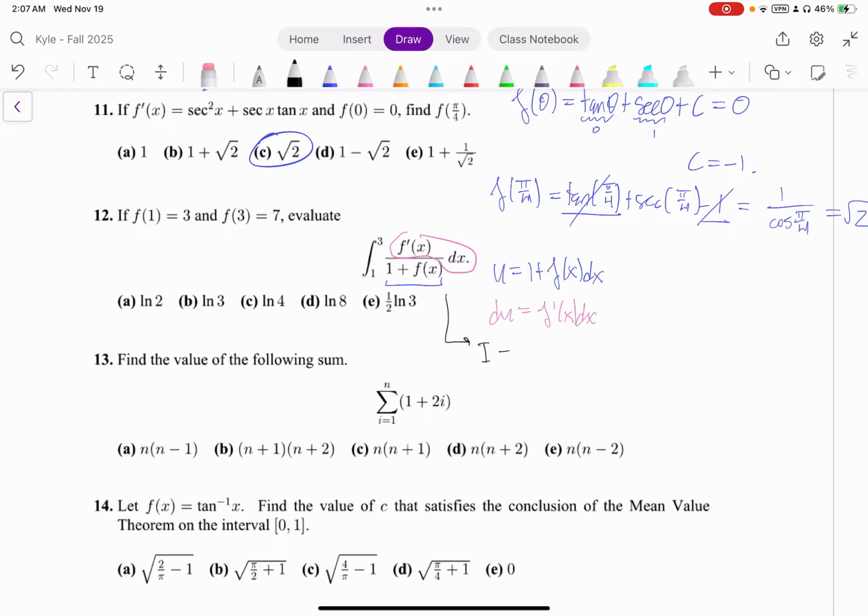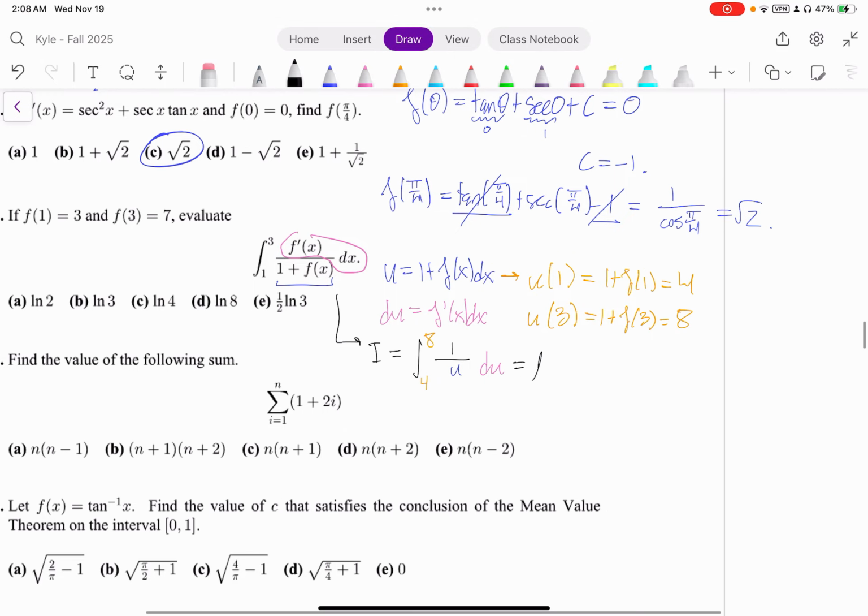In that case, our integral I becomes the integral of, also let's change the bounds. u at 1, when x is equal to 1, will be 1 plus f at 1, which is equal to 1 plus 3, which is 4. And u at 3 is equal to 1 plus f at 3, which is equal to 1 plus 7, which is 8. So the integral from 4 up to 8 du of 1 over u.